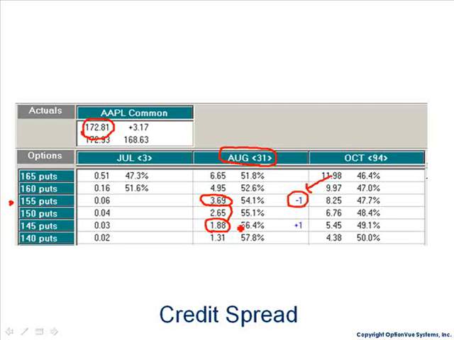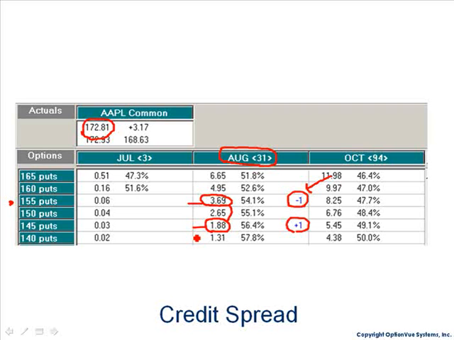Now, the amount required out of your pocket is far, far less. And so we're going to buy one of these. We're going to collect a credit here. We're collecting $3.69. We're paying out $1.88. We're collecting $1.81, $3.69 minus $1.88. $1.81 per share is what we're collecting, and we get to keep all that amount if Apple stays above 155.